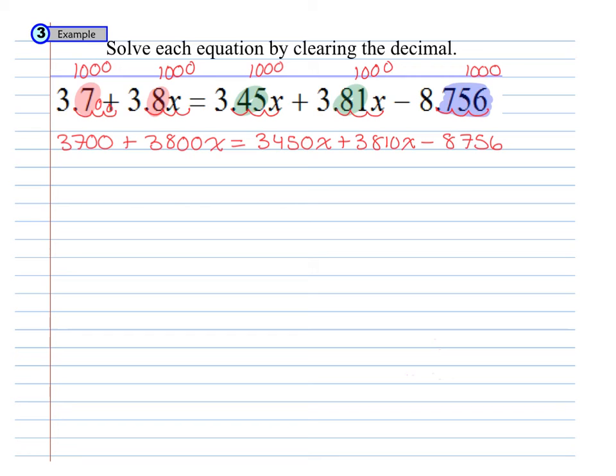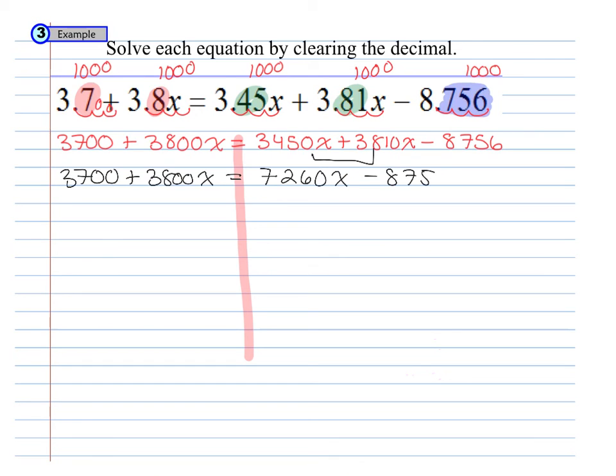Now we're just going to be doing what we did before. Identify our equal sign and see if you have any like terms on the left side. There are no like terms there, but we do have 2 like terms here. So those will be combined. So I'm going to have 3,700 plus 3,800 is equal to, if we add the 3,450x plus the 3,810x, I should get 7,260x minus 8,756.